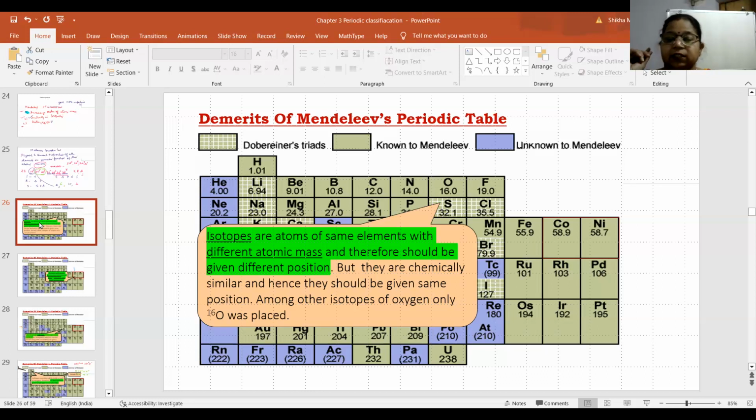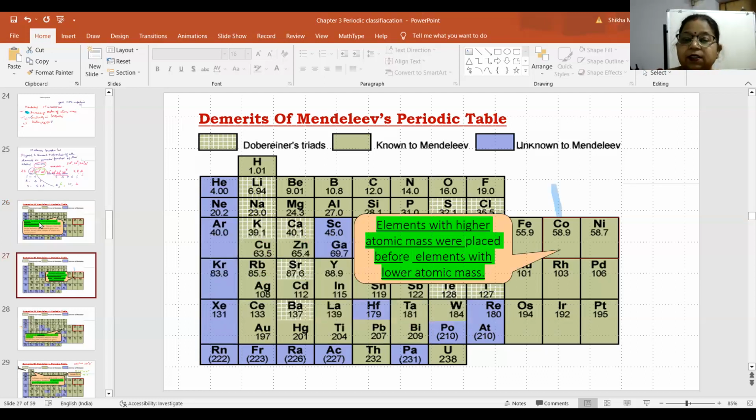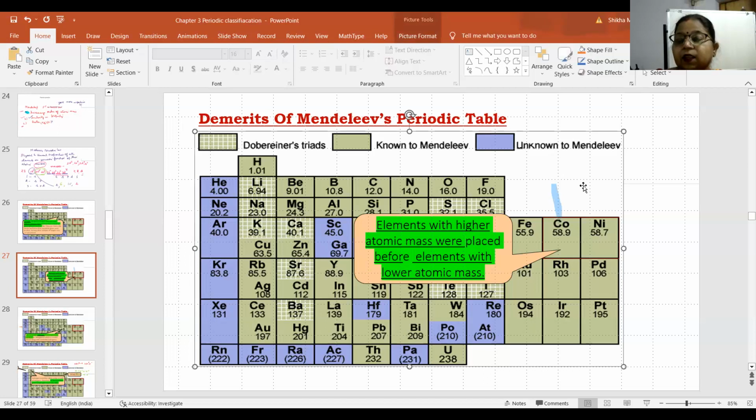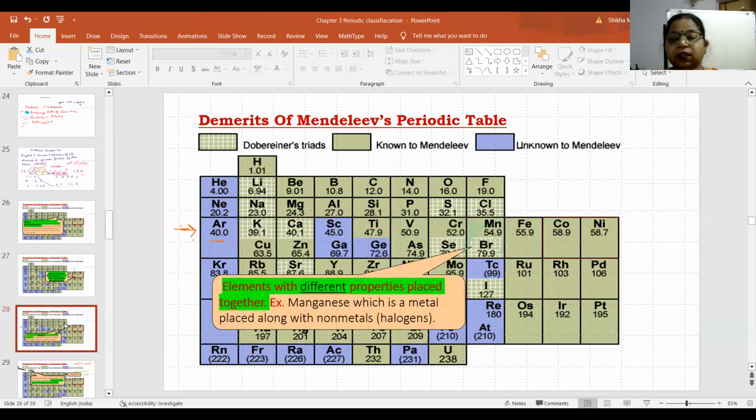One thing which Shweta correctly said is that the position of hydrogen was not correctly assigned. Number 2, isotopes were not given separate places, although they have different atomic masses. Then there was an exception which I told you, in this blue colored bar: cobalt and nickel, their positions should have been swapped. 58.7 comes before 58.9, but in Mendeleev's periodic table the order is reversed. Why? Because of the similarity in properties, right?